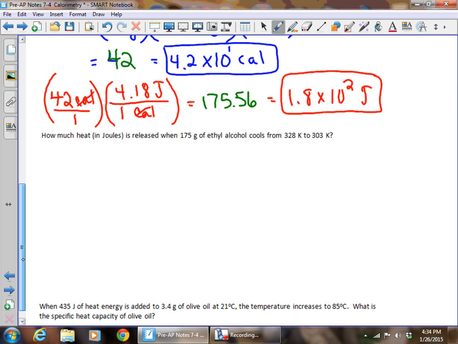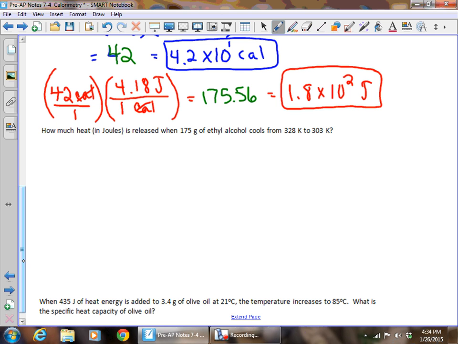Okay, on the next one, how much heat in joules is released when 175 grams of ethyl alcohol cools from 328 to 303 kelvins? We want heat in joules this time. Our delta T is going to be final minus initial, so 303 minus 328. Look what the value is going to be now. We're going to have a negative 25 kelvins for our value.